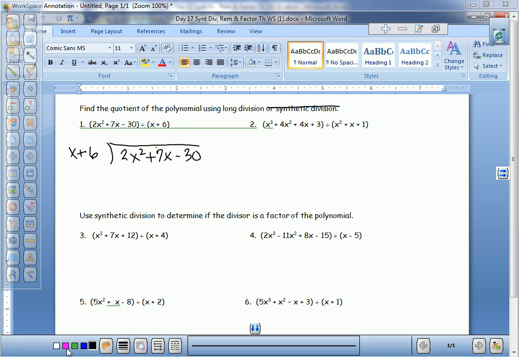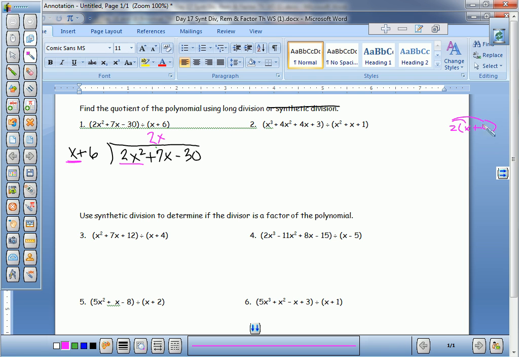All right, so what we do is we look at this one and we look at this one. What do you multiply x by to get 2x squared? 2x. So a 2x goes here. So then we have to multiply the 2x times the x plus 6. And if you need to, folks, just show it over to the side. 2x times x plus 6 is 2x squared plus 12x. So that's what goes here. I left the x out when I multiplied. Sorry.